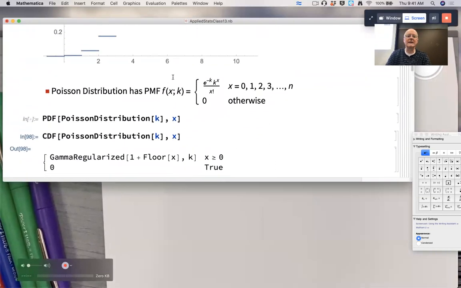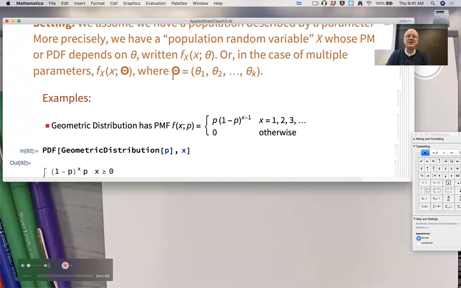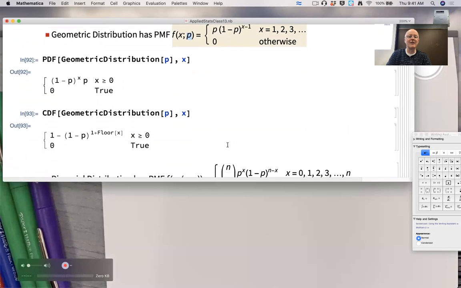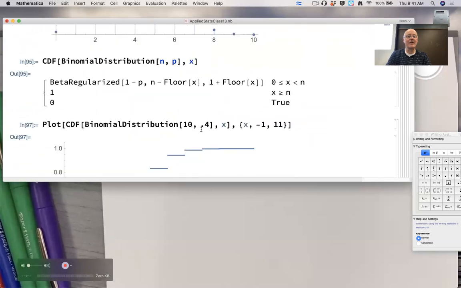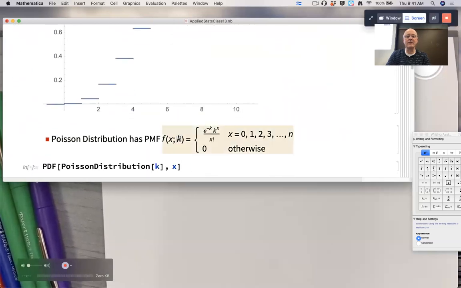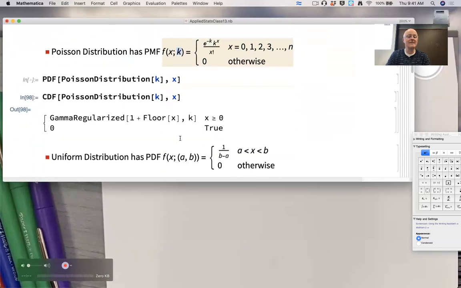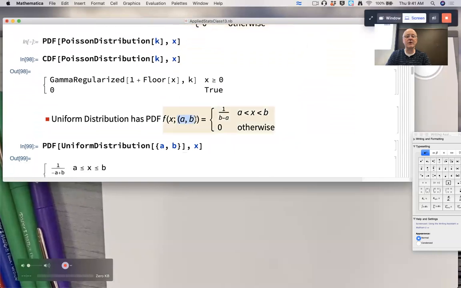And by the way, in showing you all these things, I forgot to emphasize something important. In each case, you've got parameters. For the geometric distribution, your parameter is p. That's the theta. For the binomial distribution, your parameters are n and p. 2 parameters. That's the vector theta. For the Poisson, your parameter is k, which does happen to equal the mean. For a uniform distribution over an arbitrary closed and bounded interval a to b, the parameters are a and b. It's assumed a is less than b.